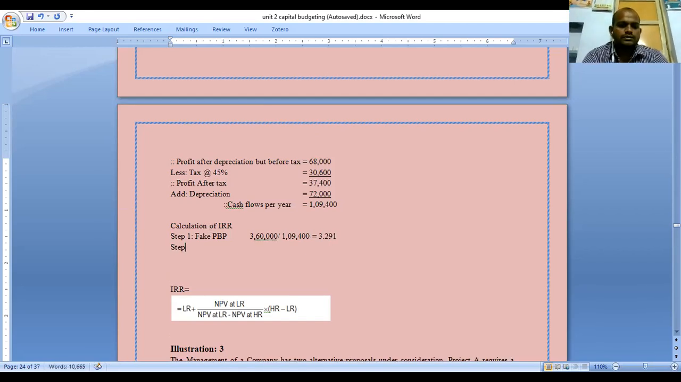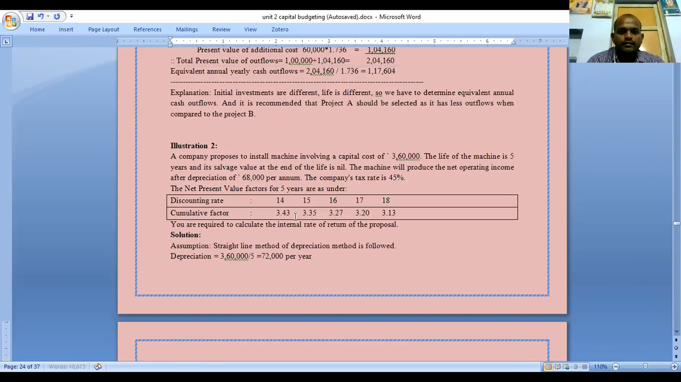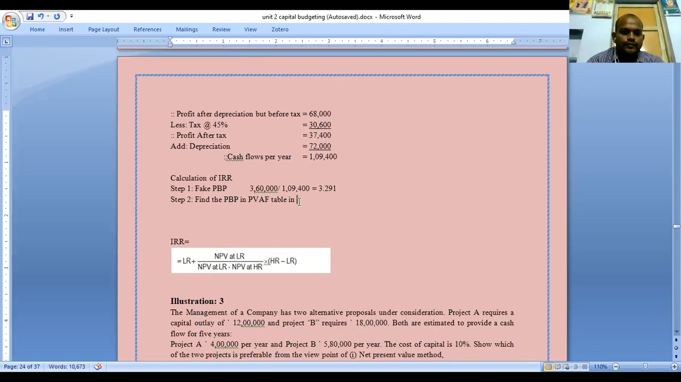So, step 2, find the payback period. Find the payback period in present value of annuity factor. Present value of annuity factor table, what is the life? 5 years. In fifth year row.